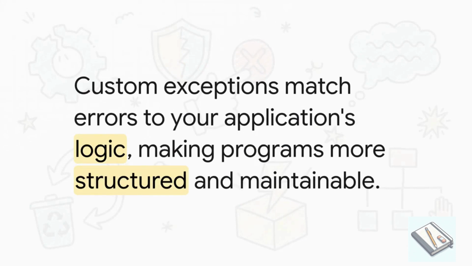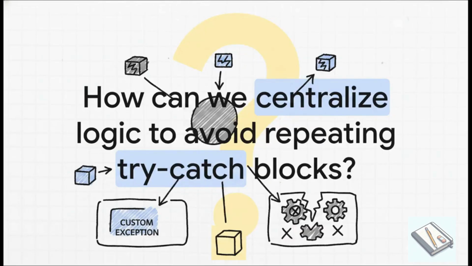So let's recap the big idea here. Custom exceptions are this amazing tool that lets you perfectly align your error handling with your application's business logic. And that alignment is the secret to making your programs more structured, more readable, and just way easier to maintain over time. And that leaves us with one last thought. We know how to create and handle these awesome specific exceptions, but in a big application, you could end up with try-catch blocks all over the place. So the next logical question is, how can we centralize this logic so we aren't repeating ourselves? We'll dig into that next time.